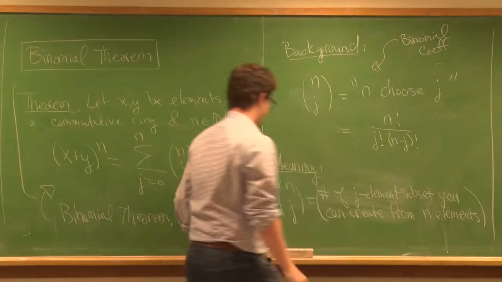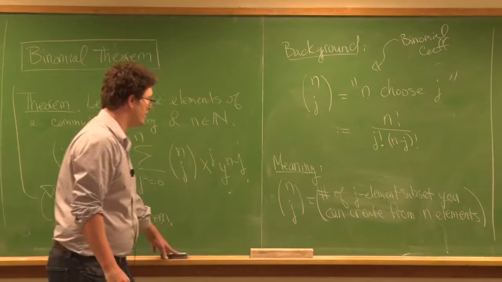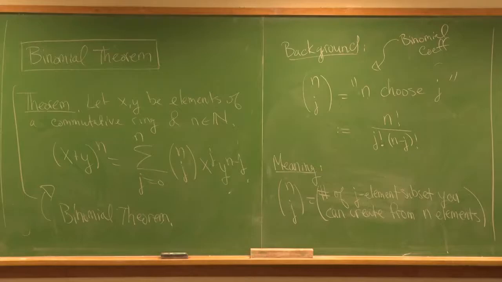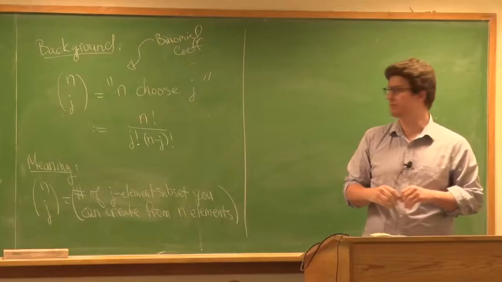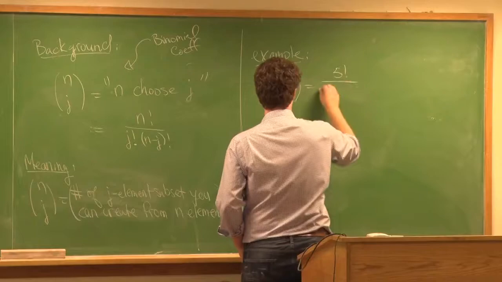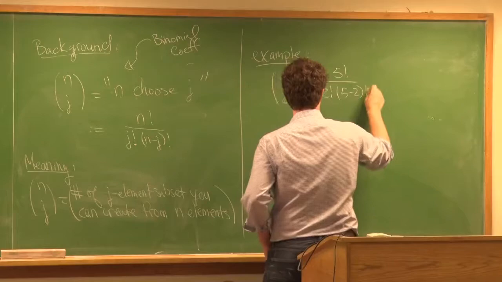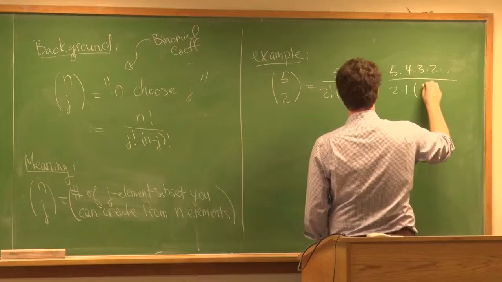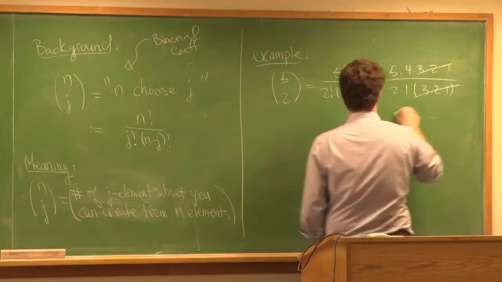So the idea is that if I have five people, and I want to make a subcommittee of, say, two people, that number would be 5 choose 2. So for example, 5 choose 2 is 5 factorial over 2 factorial times 5 minus 2 factorial. So this is 5 times 4 times 3 times 2 times 1, and this is 2 times 1, and this is 3 times 2 times 1. So this goes away. So this is 5 times 2, which is 10.